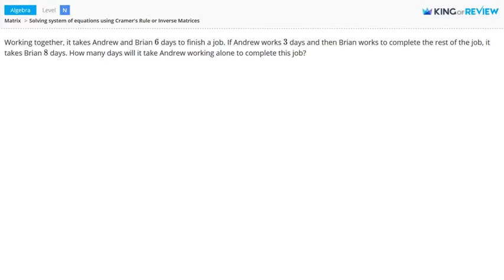So what we want to do is set up a couple of equations that represent this situation. And before we do that, we need to define our variables. So first off, let 1 be the total amount of the job. So 1 is equal to the total amount of the job.